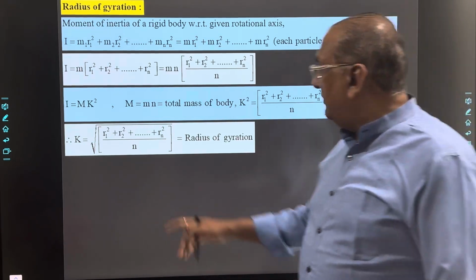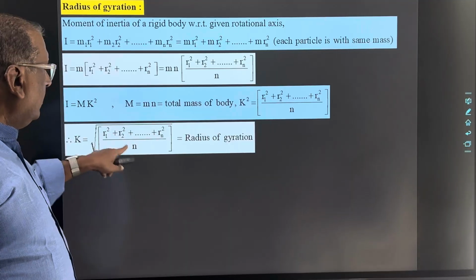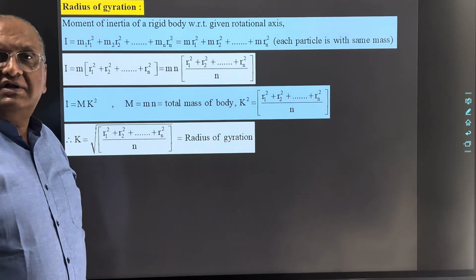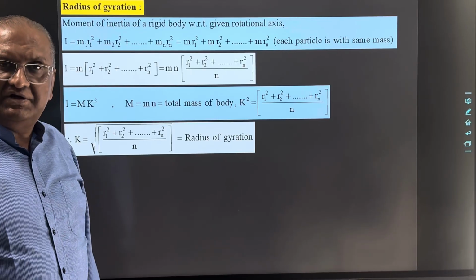Now here we can give the definition of k. From this equation we can write that the square root of the average of r square for the constituent particles of the body is known as the radius of gyration.